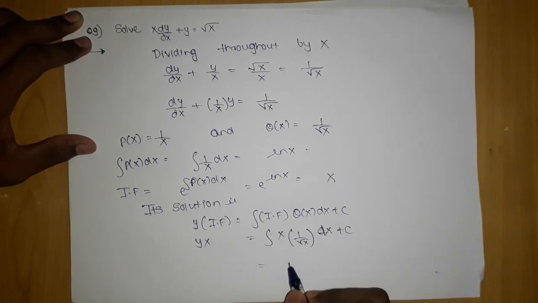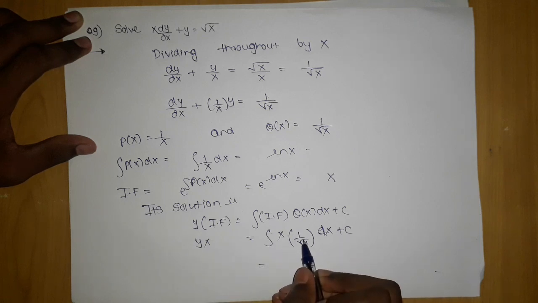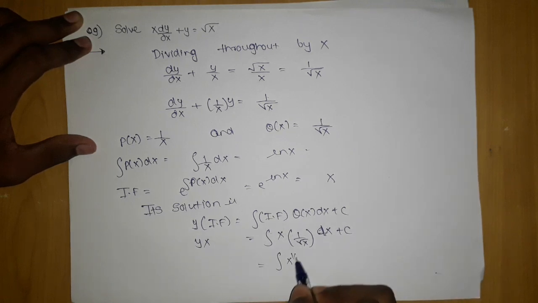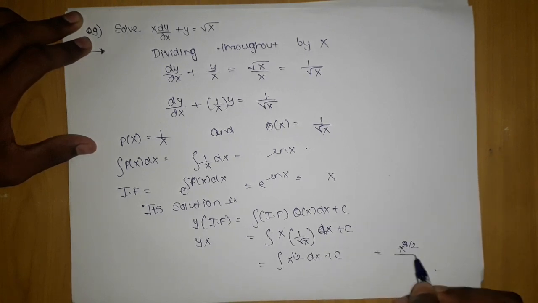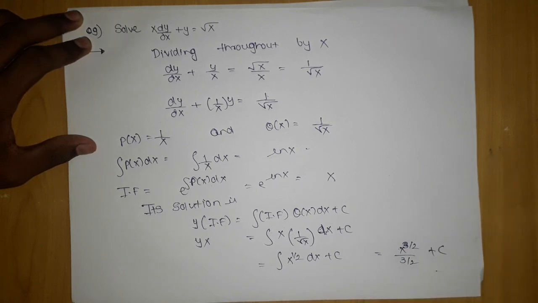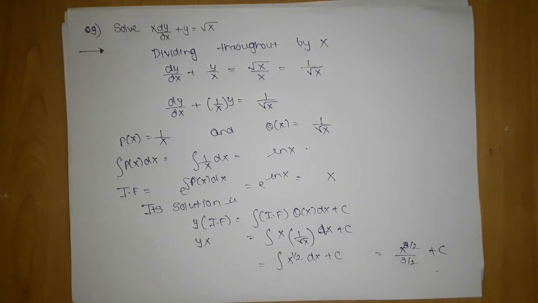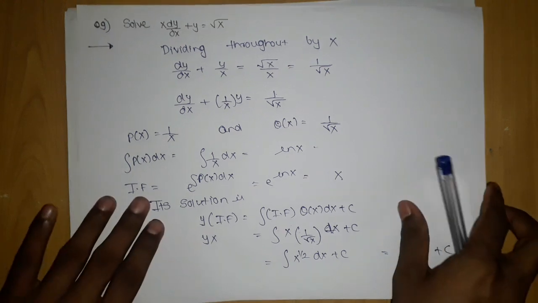Now here the basic thing is x power 1 and x power 1 by 2, so here the integral of x power 1 by 2 dx plus c, and if you observe, this is nothing but x power 3 by 2 upon 3 by 2 plus c. So this is our answer. Hope you have understood each and every step of this linear differential equation solution. Now let's move on to the next problem.